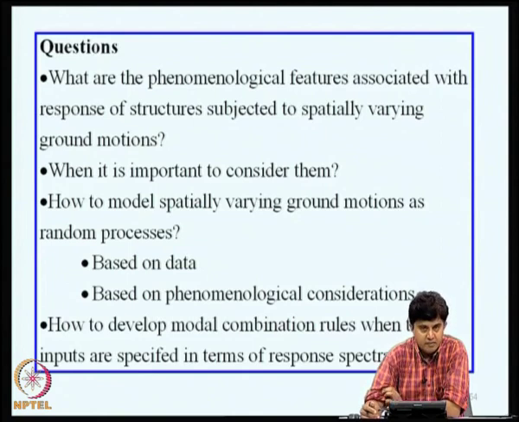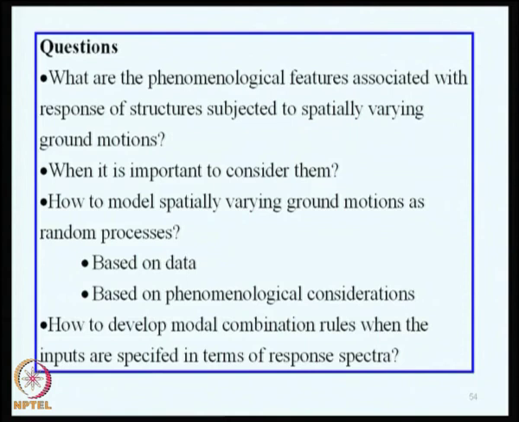Now, again the question that we would like to ask is how to develop modal combination rules when the inputs are specified in terms of response spectrum. Here you recall when we talked about response spectra, we talked about a single component of ground motion. So, the only combination that was needed was over the modes, but when we talked about 3 component ground motions, there was summation over the 3 components of ground motion and the modes. Now, here there will be multiple components at each support. So, there will be a next layer of summations which will be over different excitation components at different supports. So, there is a summation over supports, summation over components, summation over modes. So, how best to develop the modal combination rules?